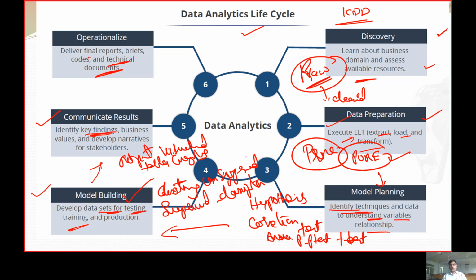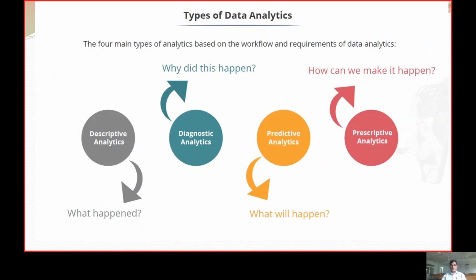Why did you do that? You need to give some justification, so that it builds into the final report, and it can be turned into actionable items and maintained. We call that operationalizing. So the data analytics cycle covers discovery, pre-processing, model planning, model building, communicating results, and operationalizing.